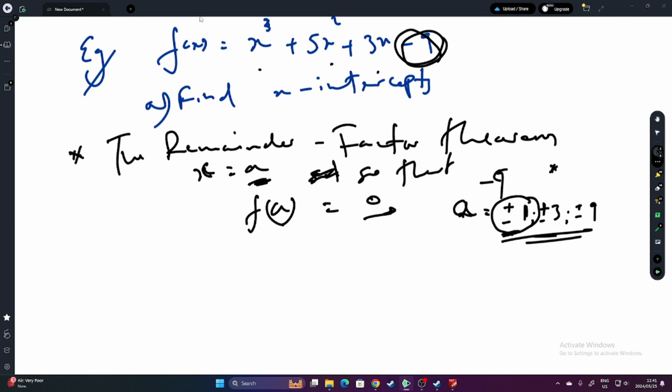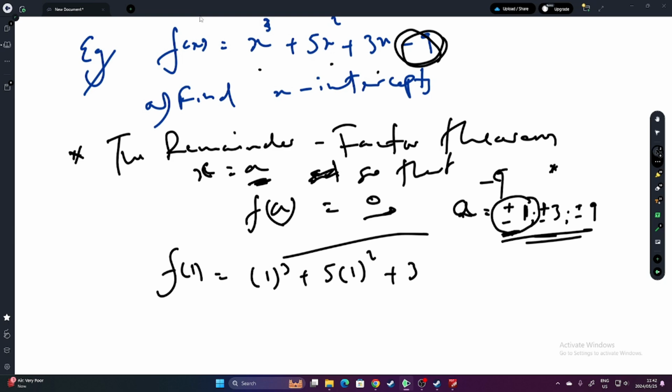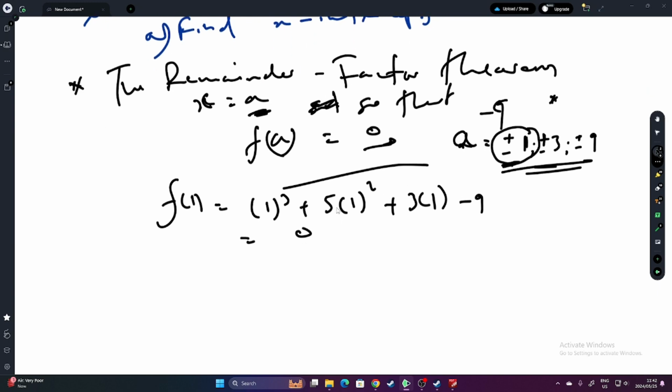And the only way for us to figure out exactly which one will fit this remainder factor theorem rule is through trial and error. So we want to start off with the plus or minus 1 bit, right? So let's try positive 1 to start. So this would mean f of 1 is equal to 1 cubed plus 5 times 1 squared plus 3 times 1 minus 9. Quick check in the calculator, 0. So this tells me that x minus 1 is a factor.